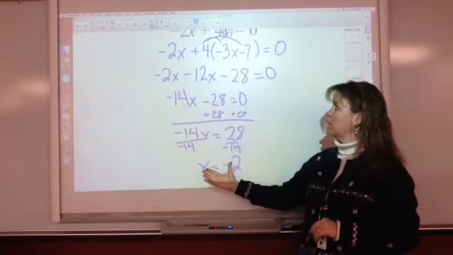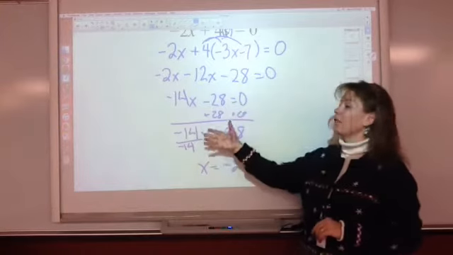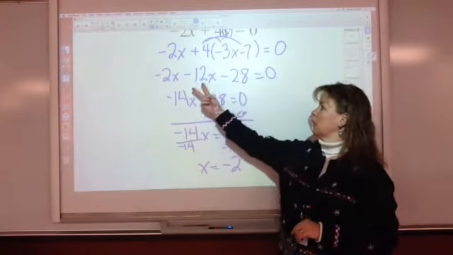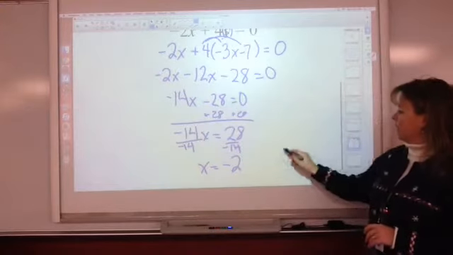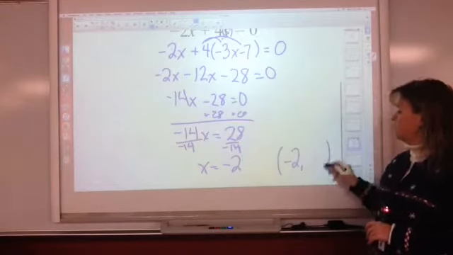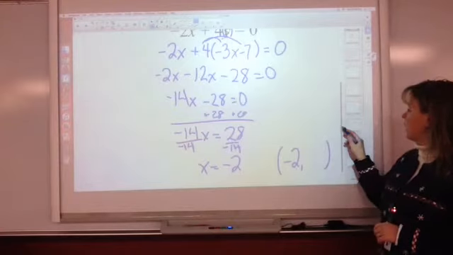That's all of step 2 right there. Substitute and solve. But every time we substitute and solve, we'll do the same process. Distribute, add like terms, add or subtract, divide. That's the first part of our answer, negative 2. Remember, x comes first always and then y.